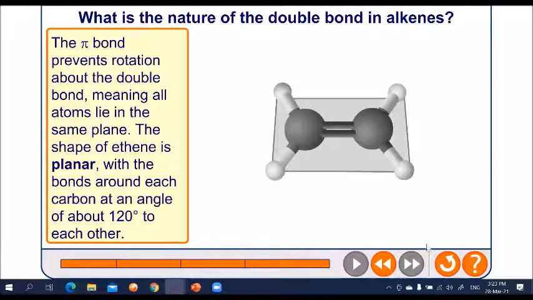And now we're going to get into the addition of things. So we're starting to look now at the reactions of alkenes.